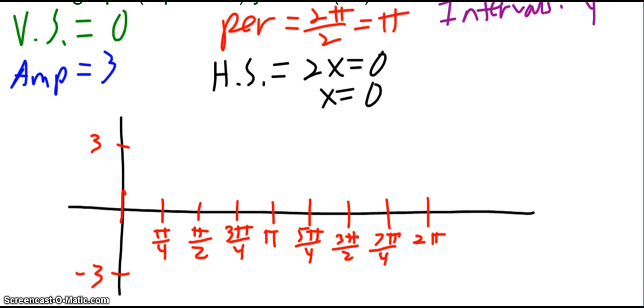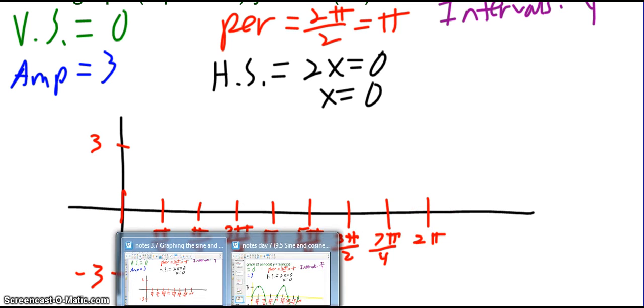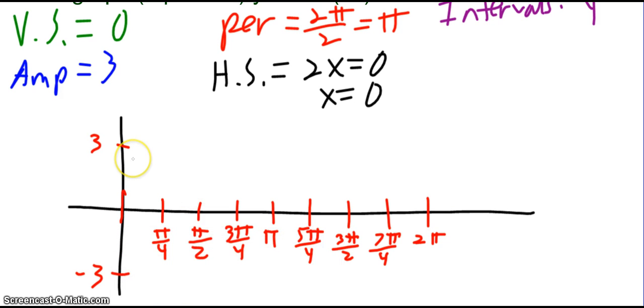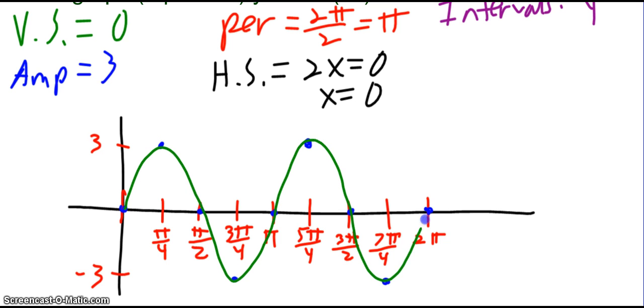So again, what I mean by make it as easy on yourself as possible, just space everything evenly and then label it. That's what I'm looking for here. Now this was a positive sine curve, so I'm going to start here, up, here, down, here. That's one period, then up, here, down, here. 2 periods. Now just draw a nice curve. Boom. There we go.